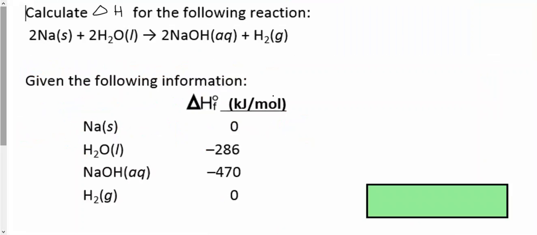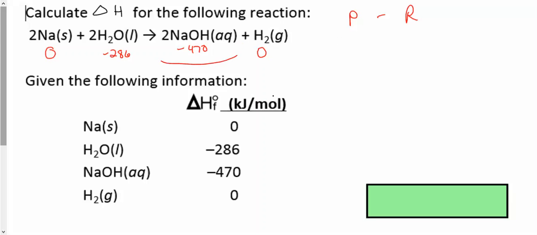Alright, so let's go ahead and write the enthalpies of formation below each one. Na, since it's an element in its standard state, has an enthalpy of formation of 0. Water is given as negative 286 kilojoules per mole. Sodium hydroxide is given as negative 470 kilojoules per mole. And hydrogen is an element at standard state, therefore 0.